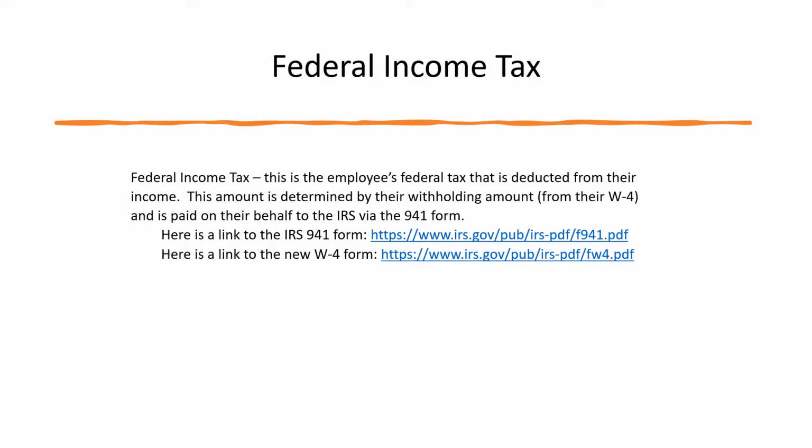Federal income tax. This is the employee's federal tax that is deducted from their income. This amount is determined by their withholding amount from their W-4 and is paid on their behalf to the IRS via the 941 form. If you have full service payroll, your payroll provider pays this on your behalf and files the payroll reports for you. If you do not have full service payroll, you pay this amount on a weekly, monthly, or quarterly schedule, along with the Social Security and Medicare that we will discuss in the next couple of slides.